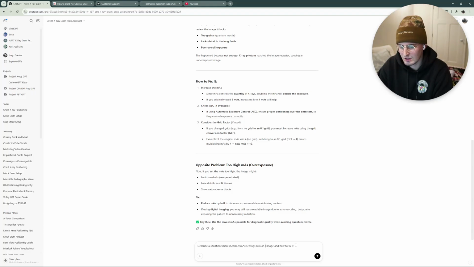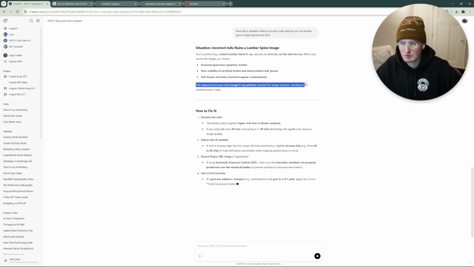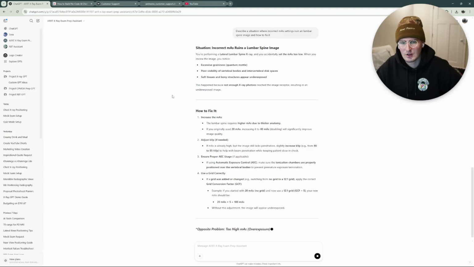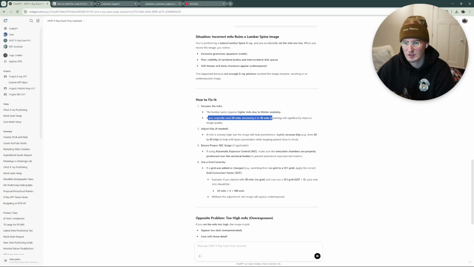A lumbar spine X-ray. Poor visibility of vertebral bodies, soft tissue structures. This happened because not enough X-ray photons reach the image receptor, resulting in an underexposed image. Underexposed would be white and not desirable. Increase the mAs for the lumbar spine, a higher mAs. If you originally used 20, it gives a semi-accurate mAs for what that body part would be.